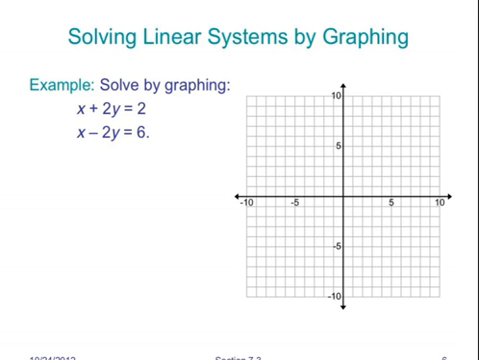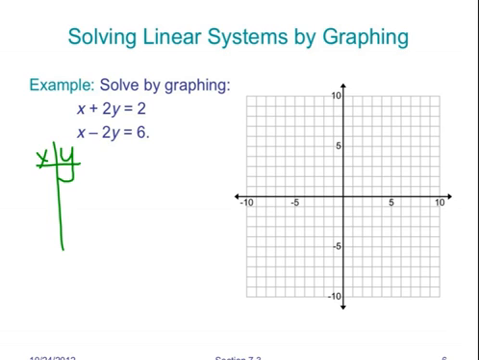So I have this equation here, x plus 2y equals 2. And I have my second equation, x minus 2y equals 6. And what I'm trying to find is where those two lines cross. So I'm going to graph both equations. They are both in standard form. Easiest way to graph when you're in standard form is to do the xy chart and plug in 0 for your x, 0 for your y.